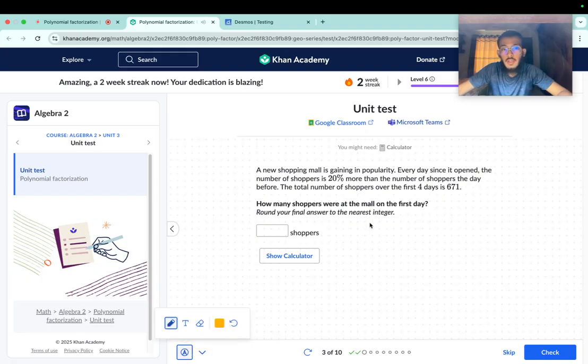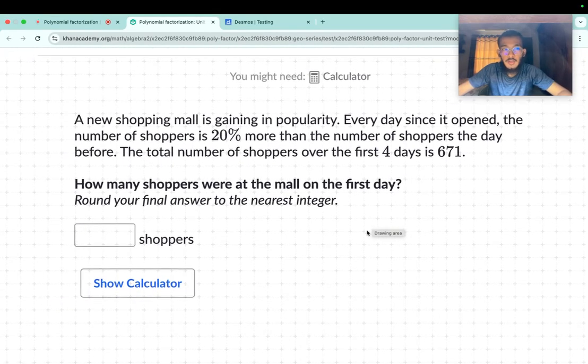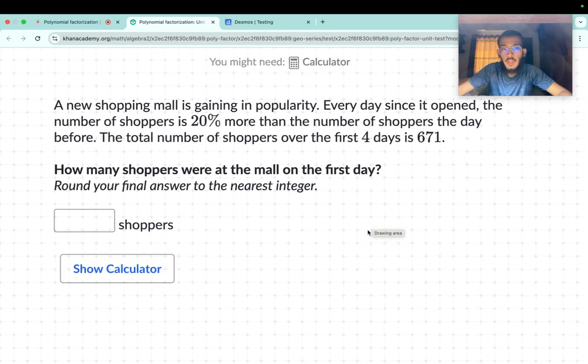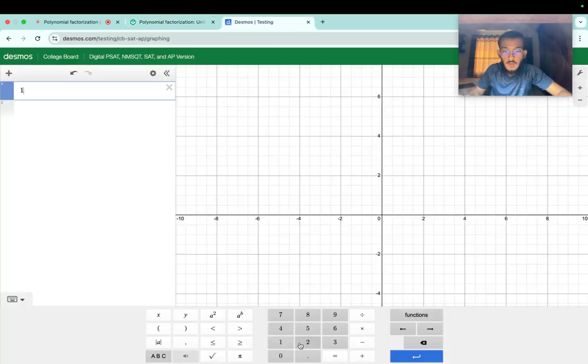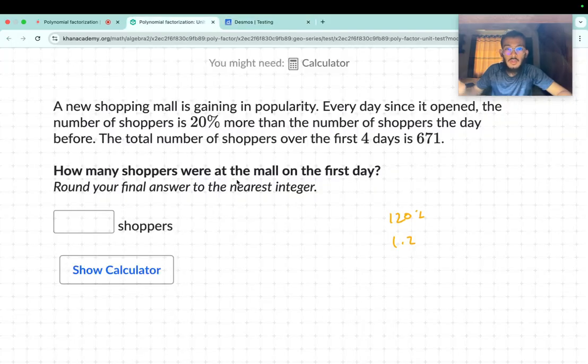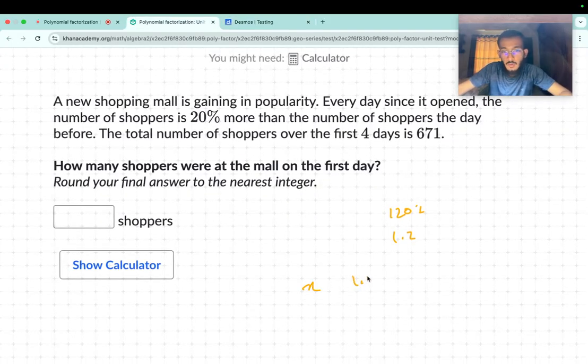For the third question, a new shopping mall is gaining in popularity every day since it opened. The number of shoppers is 20% more than the number of shoppers the day before. So 20% more means 120%, that is 120 divided by 100, which is 1.2. So if the first day is x, the next day is 1.2x, the next day is 1.2 squared times x, and so on.